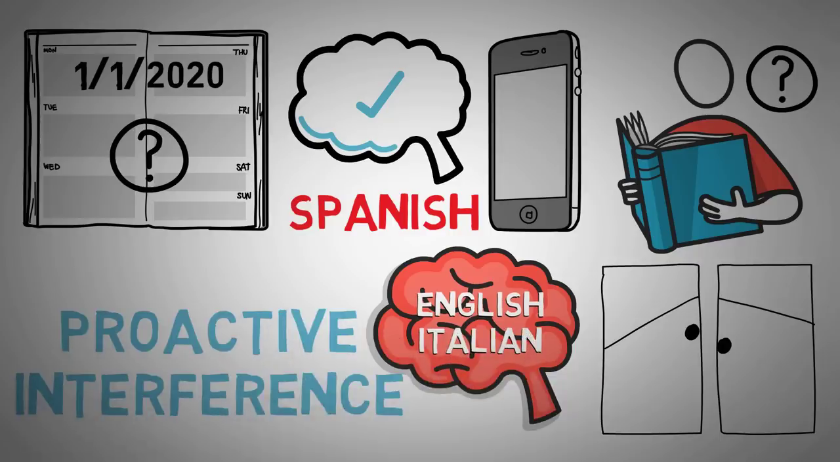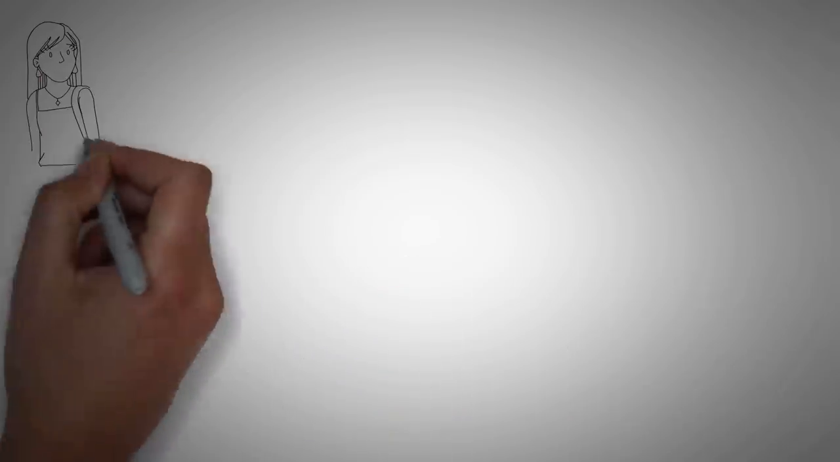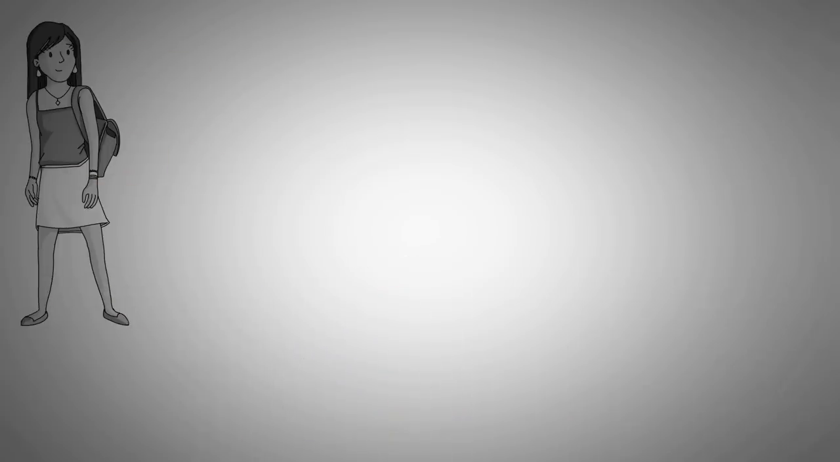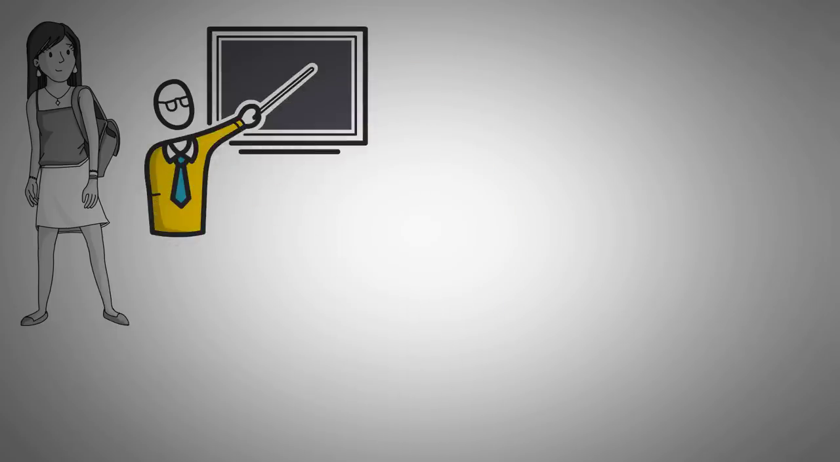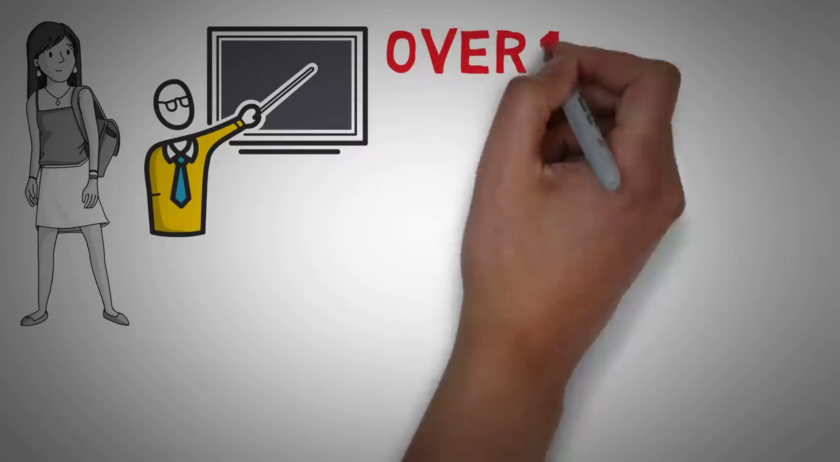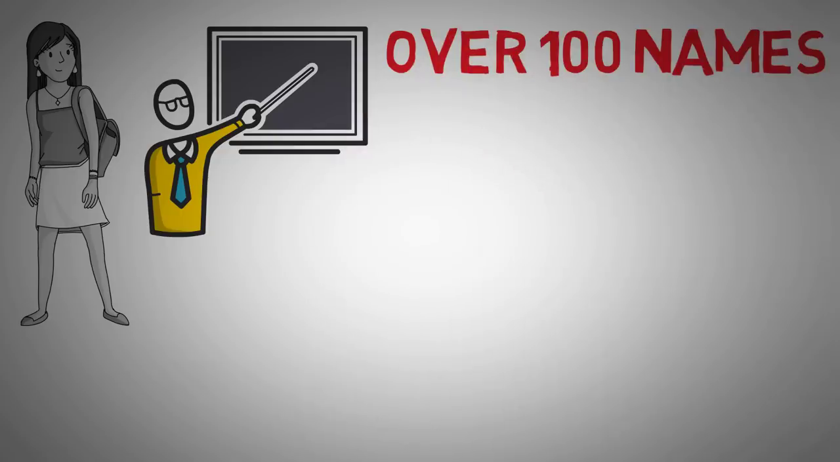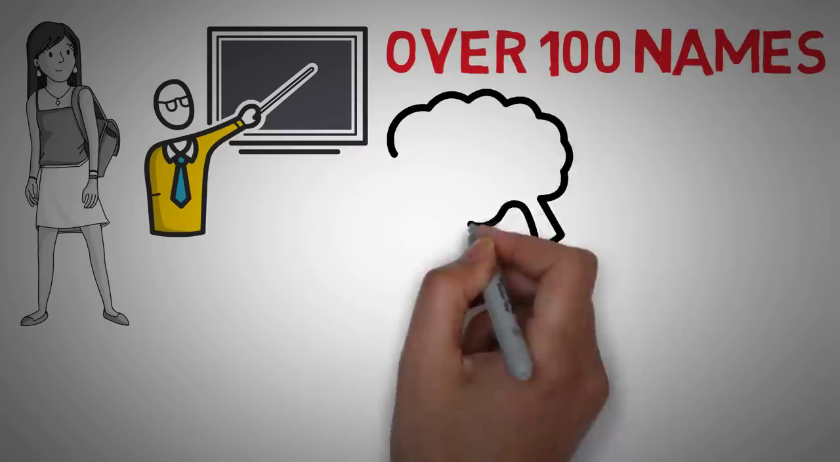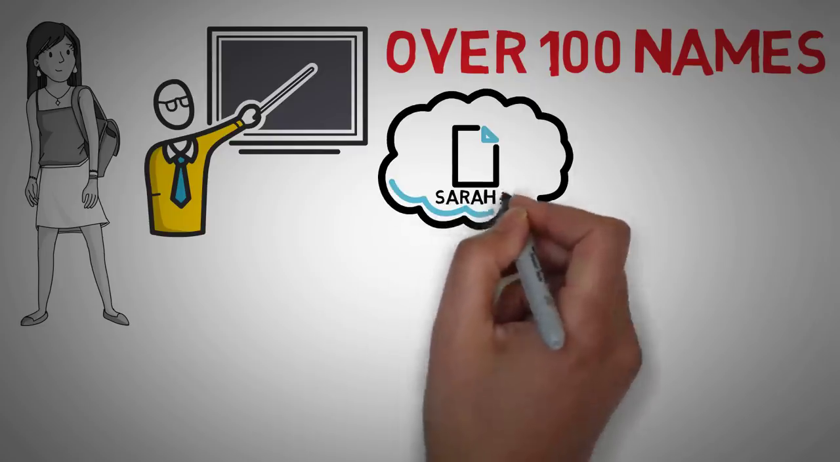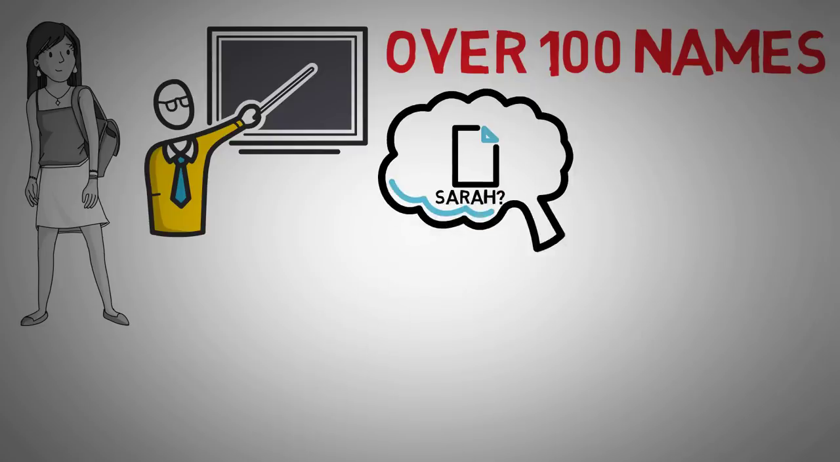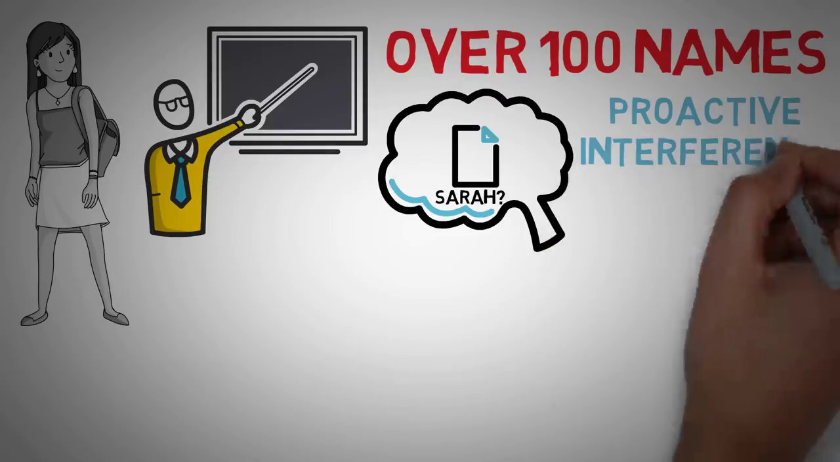If you accidentally let English or Italian words slip while trying to speak Spanish, you can blame proactive interference for the mishap. Example number three is new students. So if you're a teacher, trying to learn 20 or more students' names can be difficult. Teachers with 5 or more years of experience actually have over 100 names logged in their memory from over the years. It's actually crazy how many teachers remember my name. So you can't blame them if a teacher accidentally calls on a student by another student's name. This is because of proactive interference.